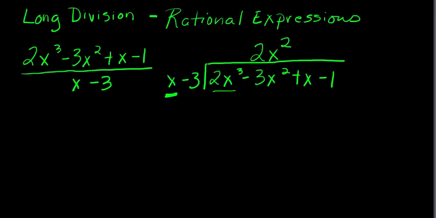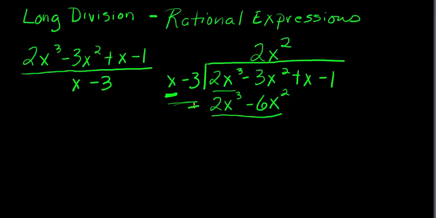Then I need to write something down here. I'm going to take the 2x^2 times this x - 3 over here. So when I do that, I get a 2x^3 - 6x^2. All right. Then, as with any long division, our next step is that we are going to subtract.